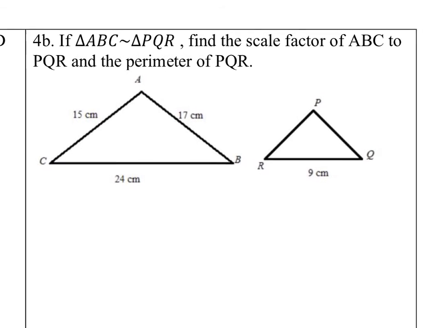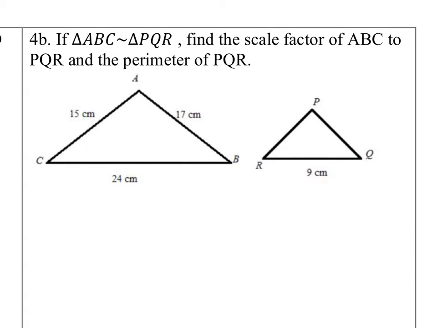Moving forward, for B, if ABC is similar to PQR, find the scale factor of ABC to PQR, so look at the order, ABC to PQR, and the perimeter of PQR. Okay, so we need to find the perimeter of this triangle. So first, start with our scale factor.